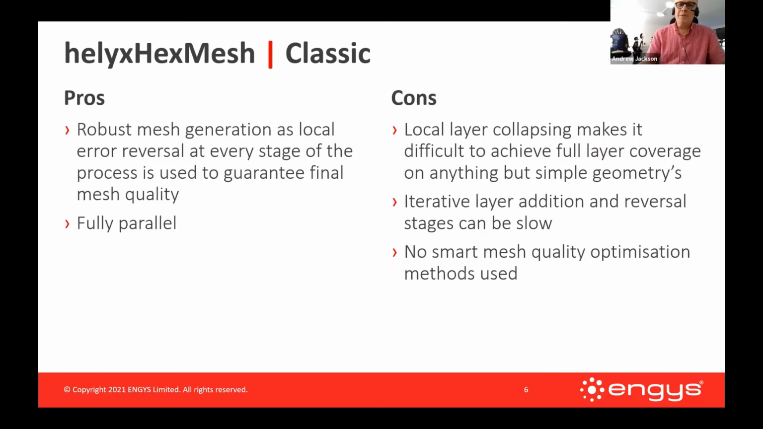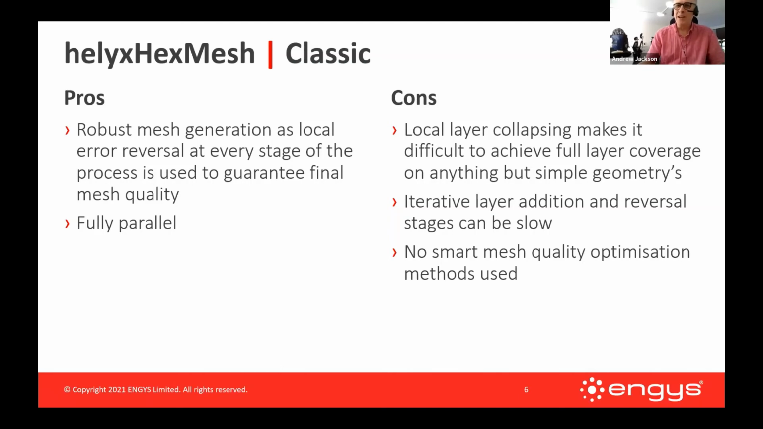The classic approach is a very robust framework for mesh generation, because basically at every stage of the process there's a reversal mechanism. So we start with a castellated perfect mesh, so we can always revert back to that previous valid state, which will guarantee the final quality that we set in our dictionary control. It is obviously fully parallel. But the reversal can obviously lead to local layer collapsing where it cannot satisfy quality.